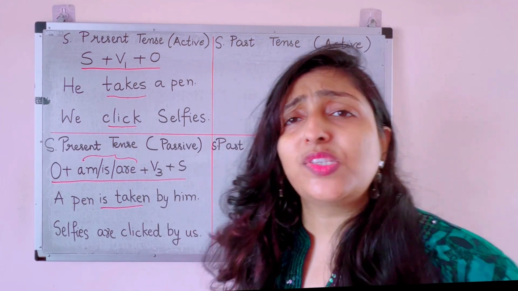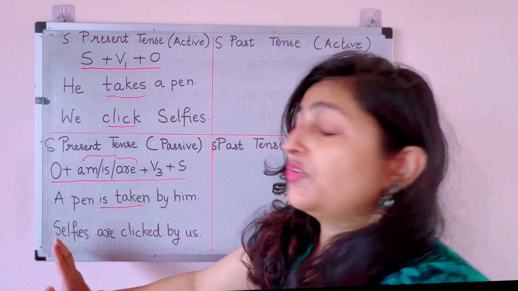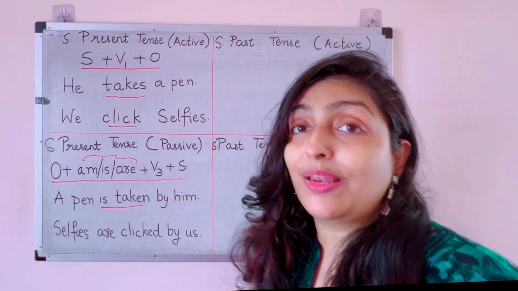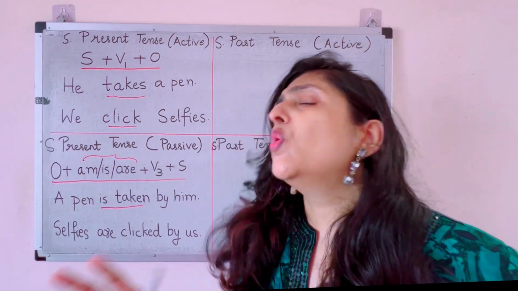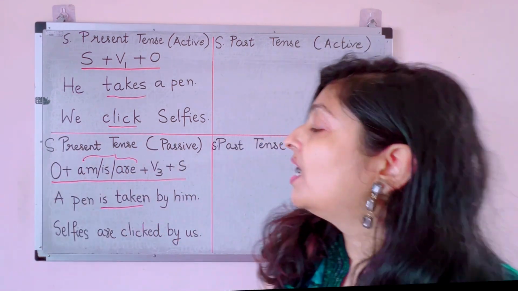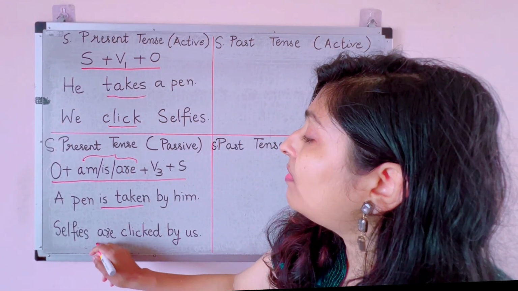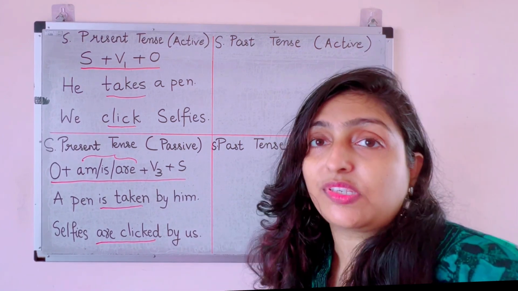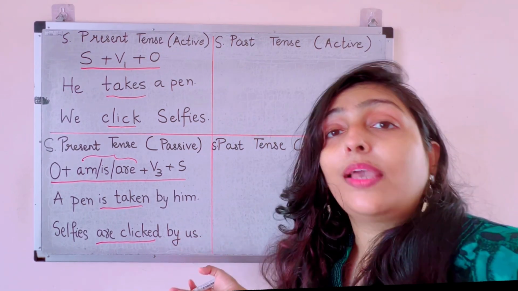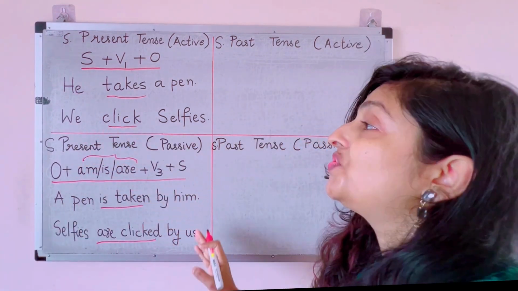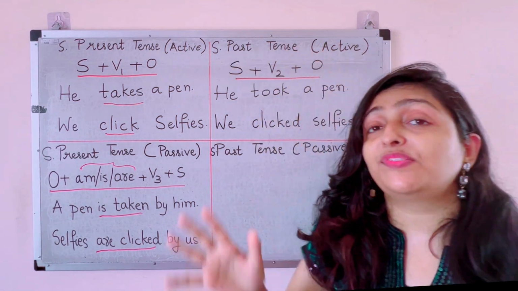Moving on to the second example, we click selfies. So the object comes first, selfies, which is plural. So when it is a plural object, the auxiliary changes. We cannot say selfies is. So we have to add are as the auxiliary verb. Are clicked by us. We click selfies. Selfies are clicked by us. We changes to us.